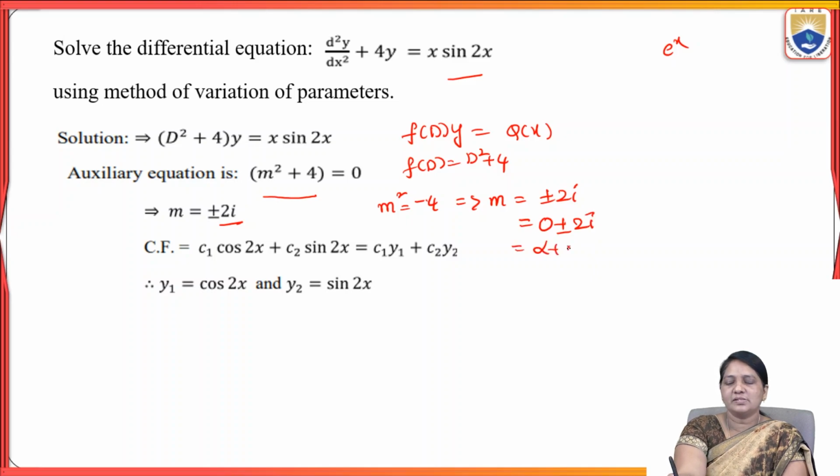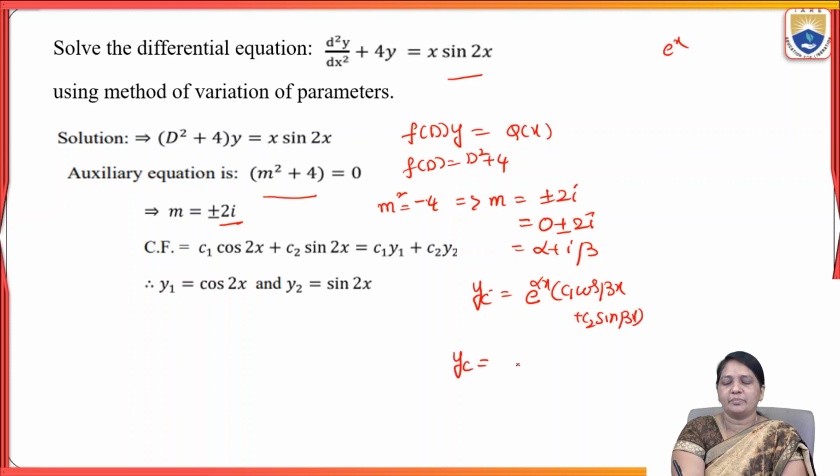So alpha plus i beta. So what is the complementary function? Yc equal to e power alpha x into c1 cos beta x plus c2 sin beta x. This is the formula for the complementary function.